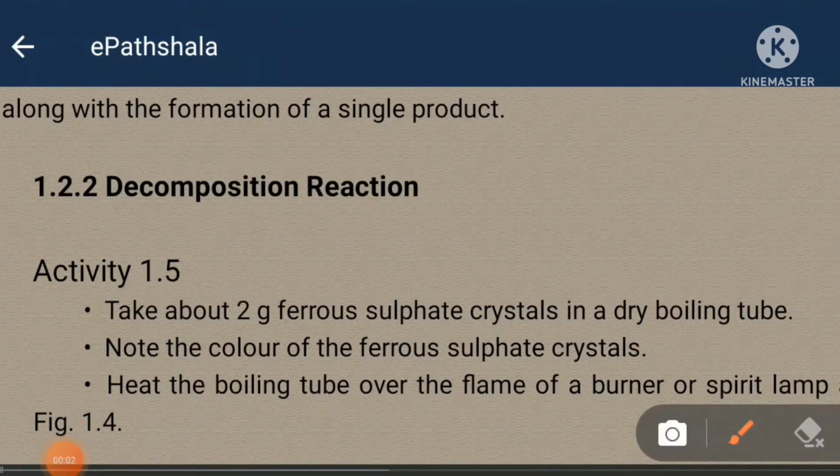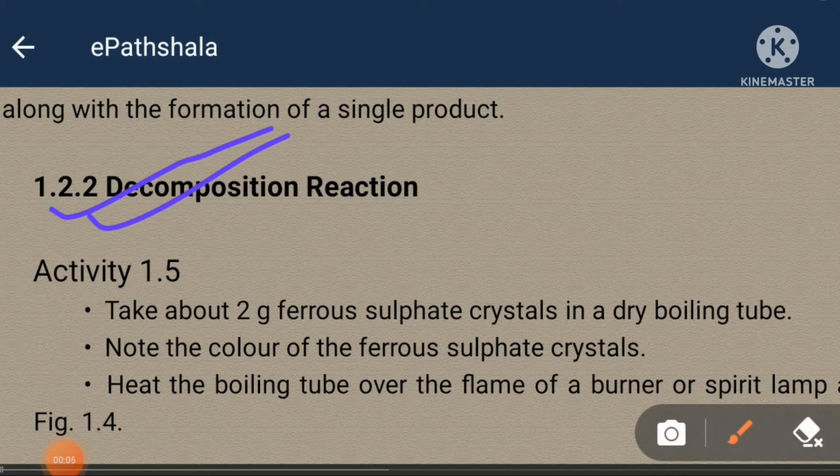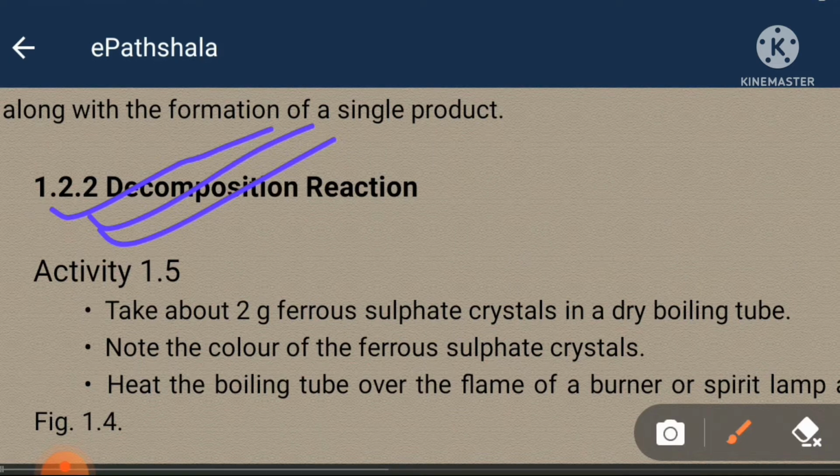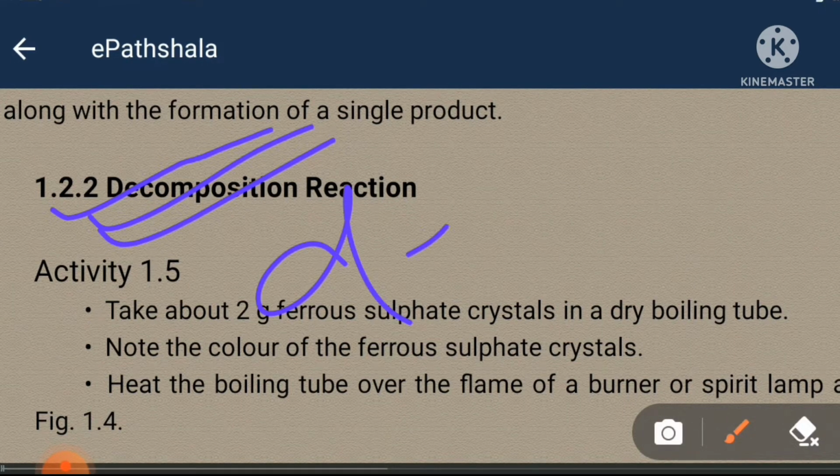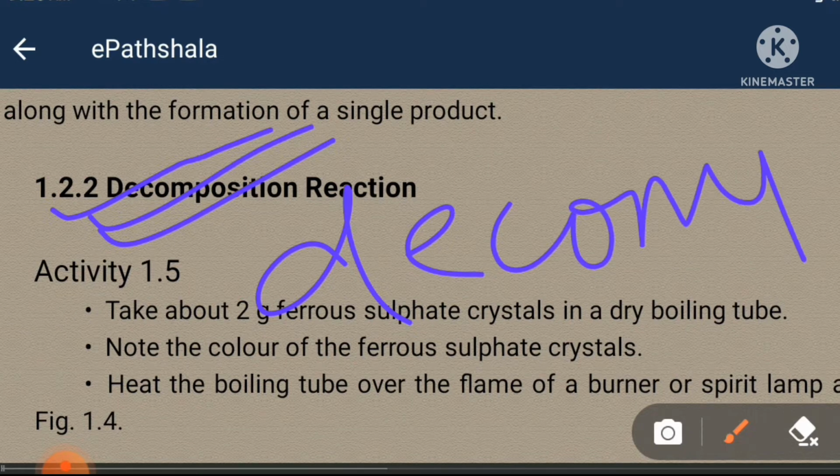Good morning friends. In this video we will discuss decomposition reaction. Decomposition reaction is just opposite to combination reaction. Decompose means split or break. Decomposition. Decompose means what? Break.